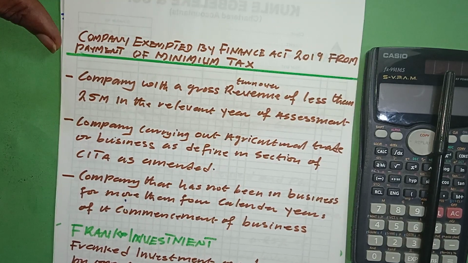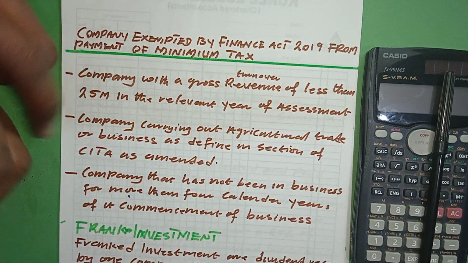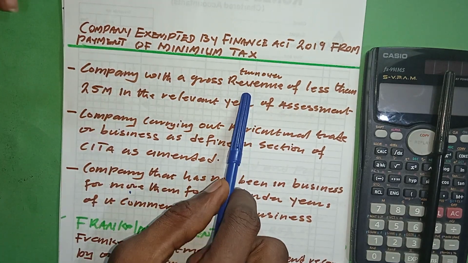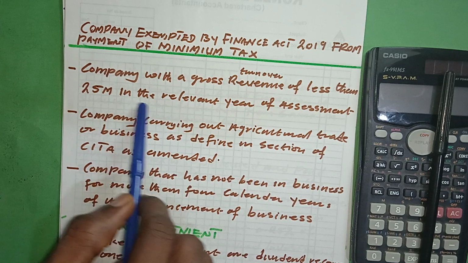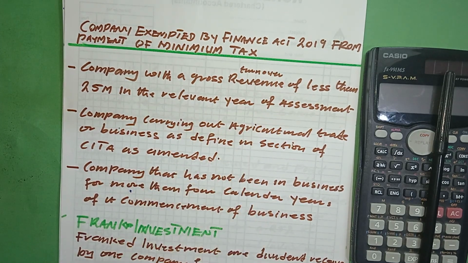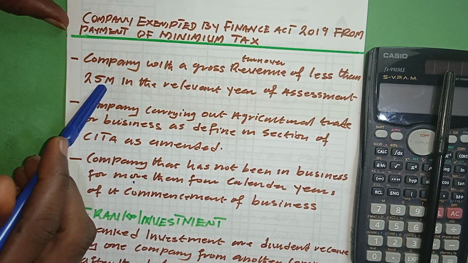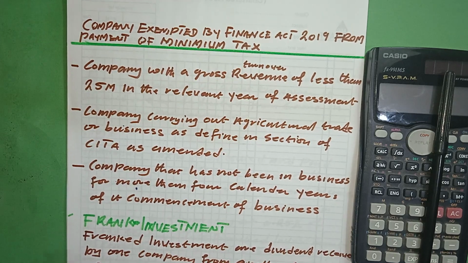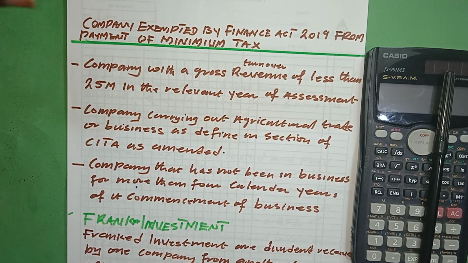Now let's look at companies that are exempted from the minimum tax that I just explained. Companies with gross revenue of less than 25 million naira in the relevant year of assessment. I've discussed that with you. Once you did not hit this, you are exempted from minimum tax. They will say don't pay minimum tax. But with the condition I've explained to you, if your other sources of income are applied, then you might be asked, depending on the kind of your business, to pay your minimum tax.